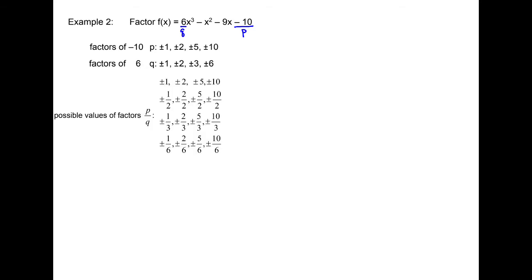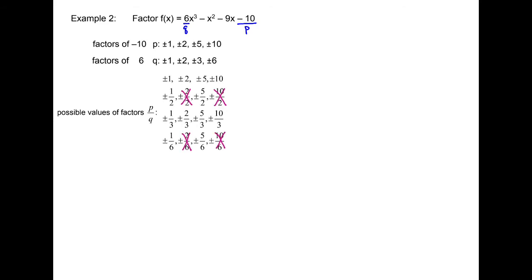Example 2. Once again, let p represent the constant and q represent the coefficient of the first term. Then we're going to find the factors of p and factors of q, and then define all the possible values of p over q. Before we substitute all those values into f(x), let's remove the ones that are repeating, such as 2 over 2, 10 over 2, 2 over 6, and 10 over 6. After that, we substitute the remaining into the function f(x) to see which one can give us a 0.